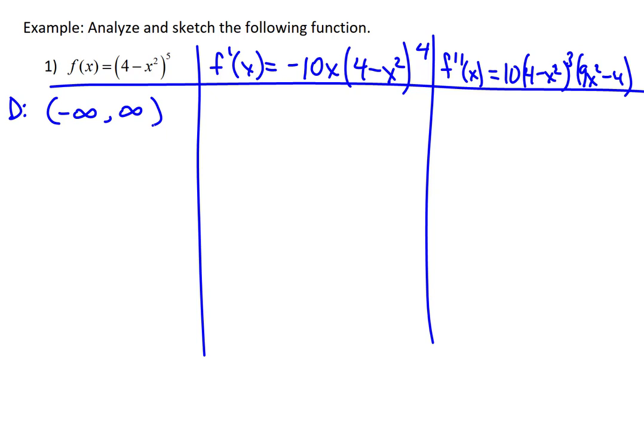Now obviously, depending on the example we're doing, we may have to do a little more work to find out if it is undefined somewhere, but this one is simply defined everywhere. We can also use the original function to understand any symmetry it might have in its graph.